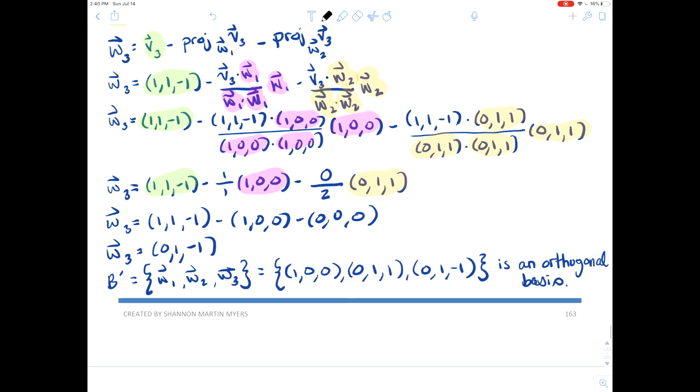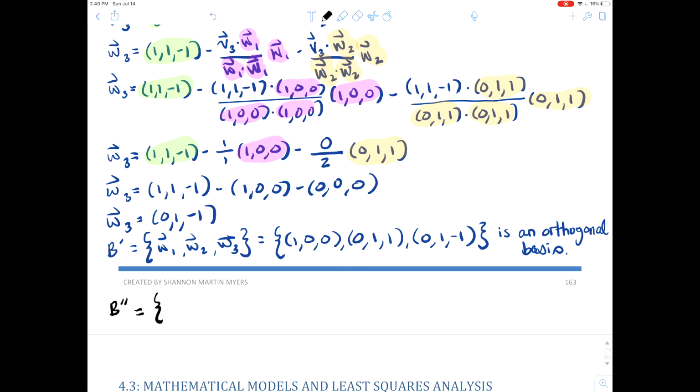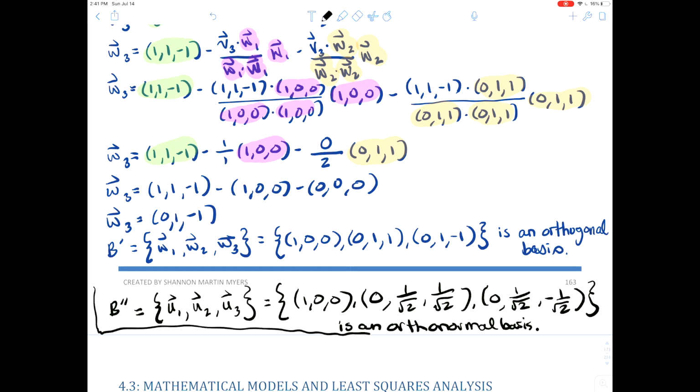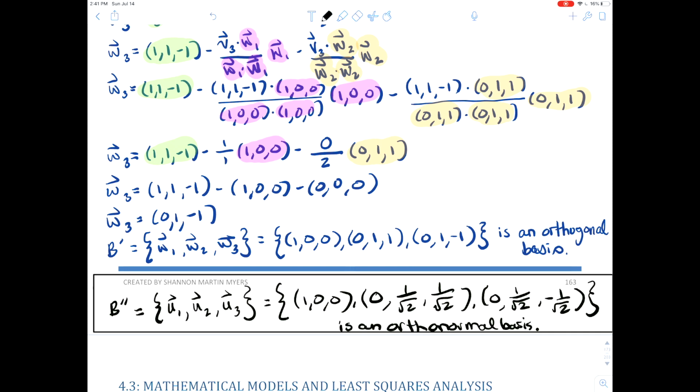So, B double prime then is, I'll show both things, U1, U2, and U3, which happen to be equal to 1, 0, 0, 0, 1 over root 2, 1 over root 2, and then 0, 1 over root 2, and then negative 1 over root 2, is an orthonormal basis. And it's an orthonormal basis. Cool, cool? All right, so we'll box this one because that's what we were looking for at the end of the day. All right, so that's it for today.